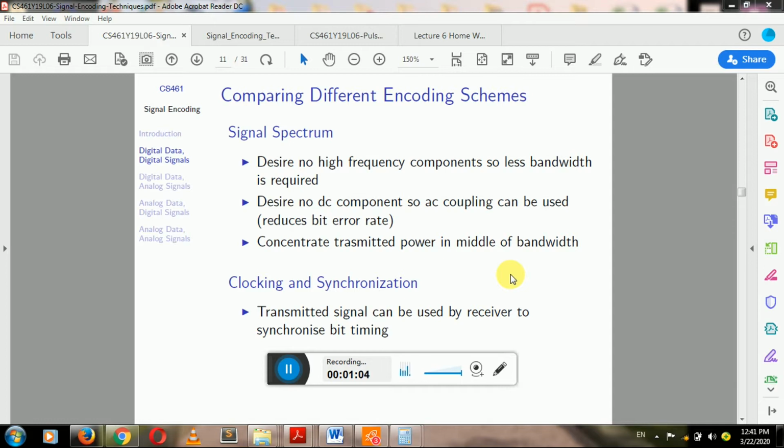So we want to use as little bandwidth as possible to send the same amount of data using the different encoding schemes. The next one is clock or synchronization. That means the transmitted signal can be used by the receiver to know where a bit ends and the next bit starts.